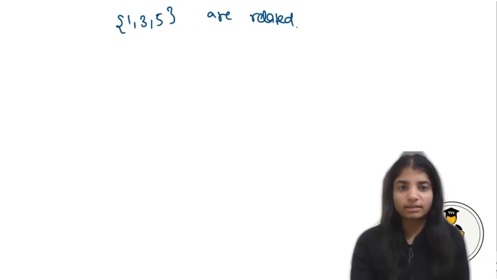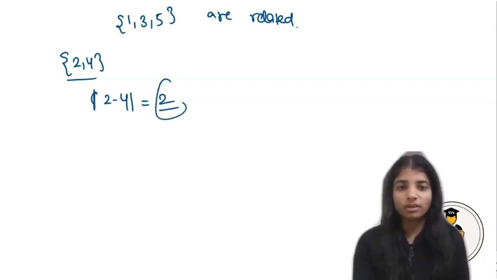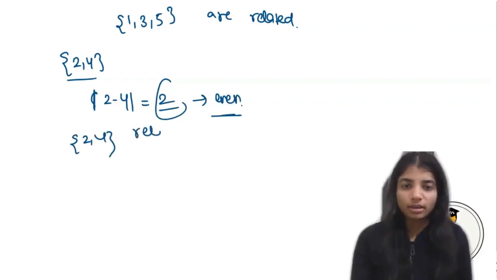Now we are considering the set {2, 4}. The difference 2 - 4 is -2, or 4 - 2 is 2, which is also even. So 2 and 4 are related. So they are also related.